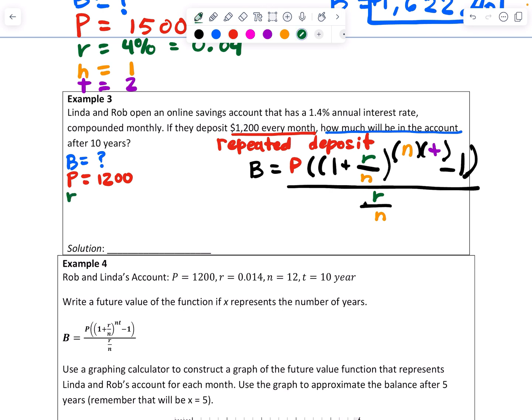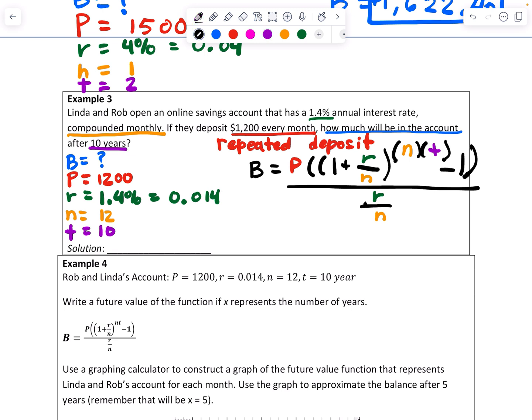R, the interest rate is 1.4%. Remember to move the decimal though, so that'll be 0.014. N, this is compounded monthly this time, 12 months in a year, so N will equal 12. And T, we want to find the account balance after 10 years, so T will equal 10.